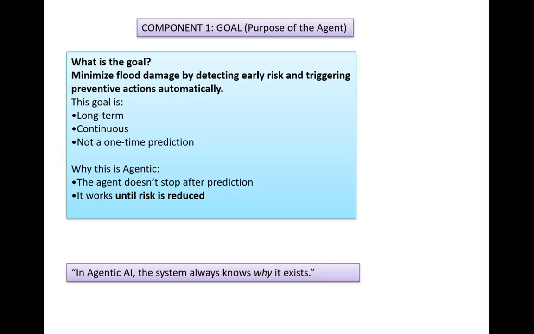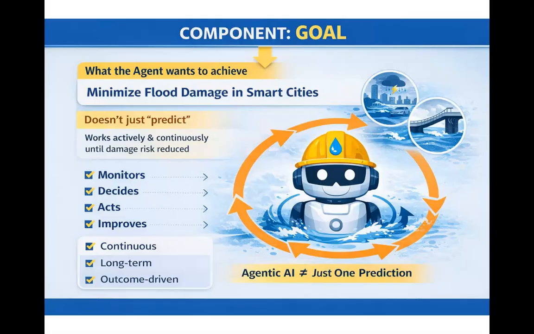To minimize flood damage by detecting early risks and taking preventive action automatically should be the goal. This goal is not just a one-time task, it is continuous. Right, the agent does not stop after making a prediction. It keeps working until the risk is reduced. So this is what is making the agent agentic. In simple words, the agent always knows why it exists.